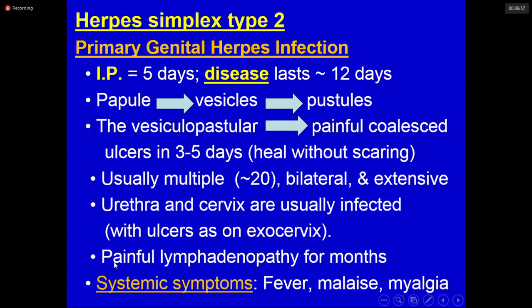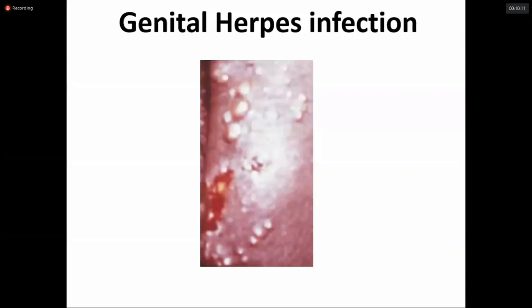Also associated with painful lymphadenopathy for months to come. Systemic manifestations may occur also: fever, malaise, myalgia, painful muscles. These are the genital ulcers, how you see the lesions, as I have described them. This is in male, of course.